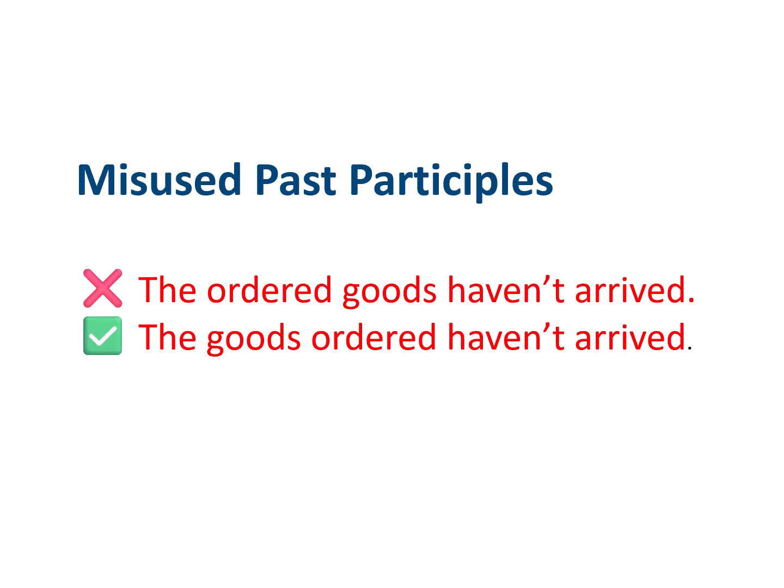The past participle should follow the noun it describes. The goods ordered is a reduced clause, the goods which were ordered. Don't say the ordered goods unless ordered is part of an adjective.